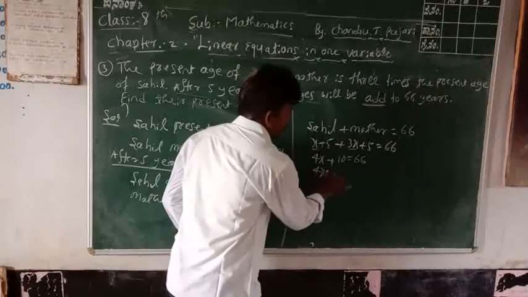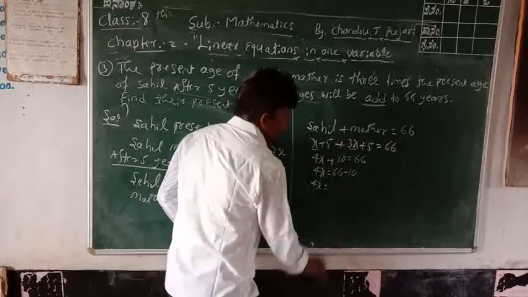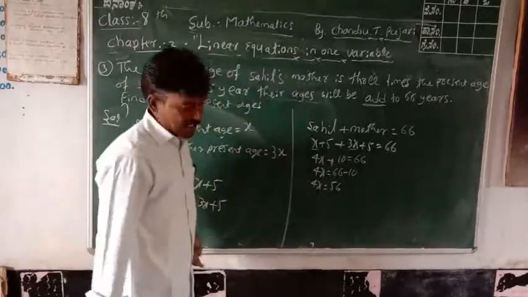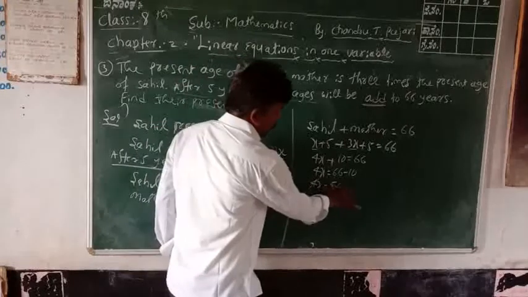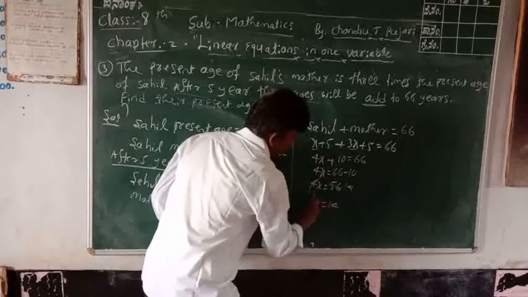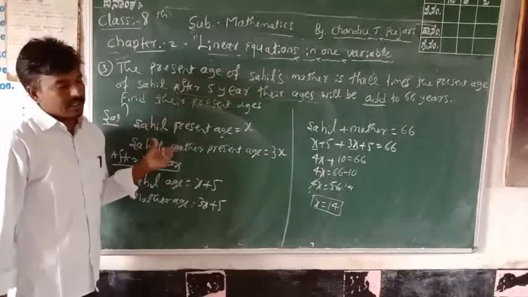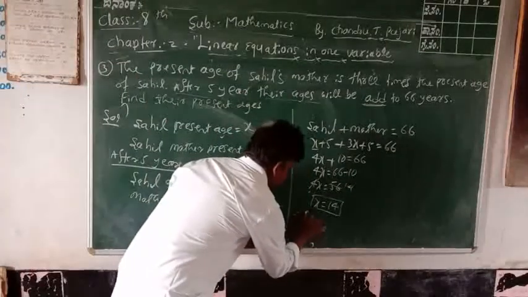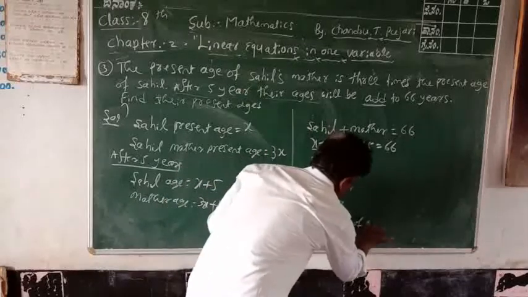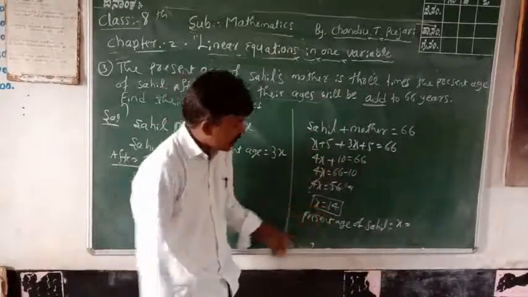Therefore 4x is equal to 66 minus 10, which is 56. The next, cancellation: 4 ones are 4, 4 fours are 56, so the x value is 14. X value is 14, and we want the present ages of Sahil and mother. Therefore the present age of Sahil is equal to only x, which is 14 years.